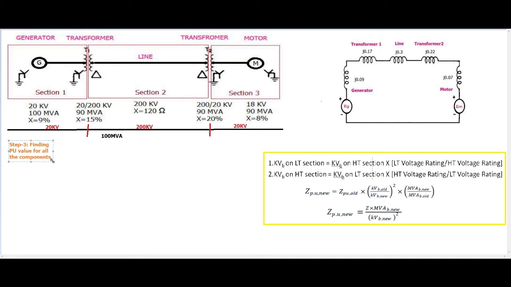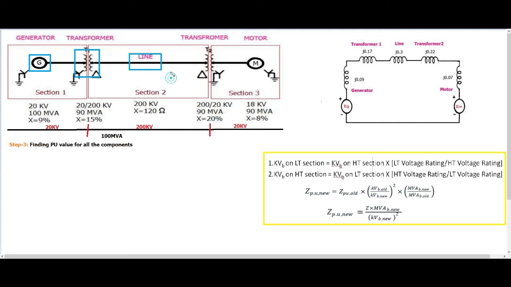So what are the components available? These are the components. I will highlight these. This is one component, another component is transformer 1, another is the transmission line, then transformer 2, and then the motor, correct. Now we have 5 components in this single line diagram. So for each component I am going to draw.